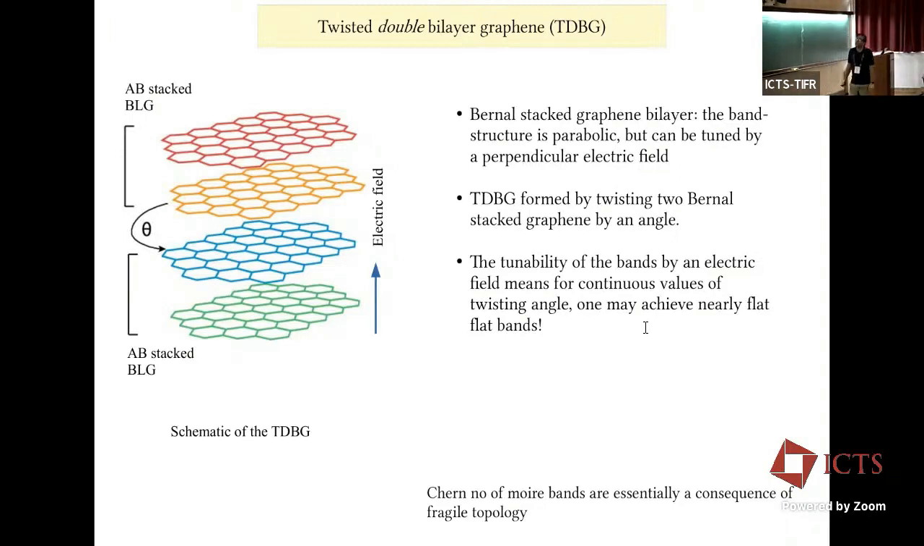All of the things that are exciting in the twisted bilayer graphene translate here. On top of that, now this band structure can be further tuned by an applied electric field out of plane. So it is a further tunability of the problem. And this electric field also can give rise to change of Chern number, which are also consequences of fragile topology of the system.